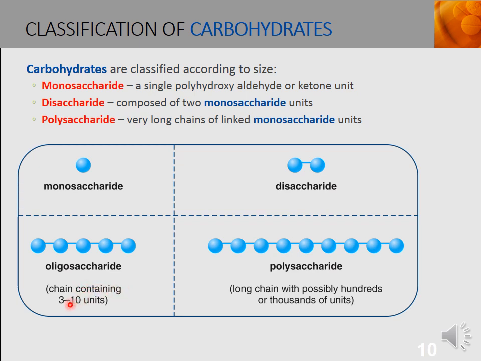Monosaccharide: mono means single, one. That is why it is called mono. There is a single unit. Di means two. Disaccharide, 2 units. Oligosaccharide is also a term; it means it contains 3 to 10 units. That is why it is called oligosaccharide. And poly means many. They can be hundreds, they can be thousands: a long chain with possibly hundreds or thousands of units.